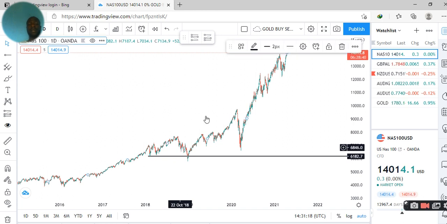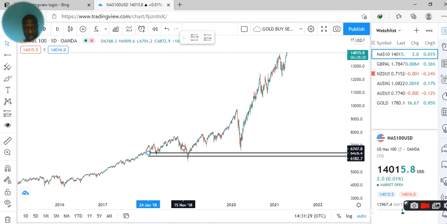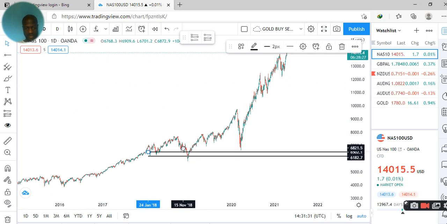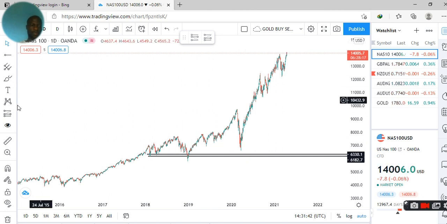Yes, like that. Remember, it's not a specific price point, but rather an area. So if we were to draw this as an area, I'll just copy this and move it like that. So this becomes my major support right there. I'm able to cover those areas there. So this area is my major support.